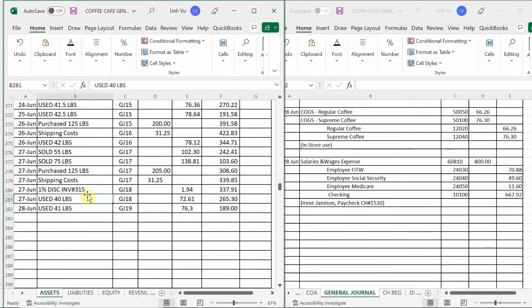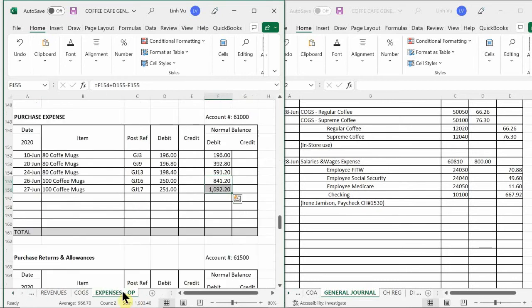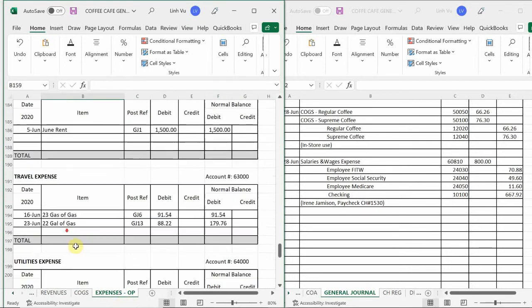Okay, so in this case, we have salaries and wages expense. So again, that's an operating expense here.